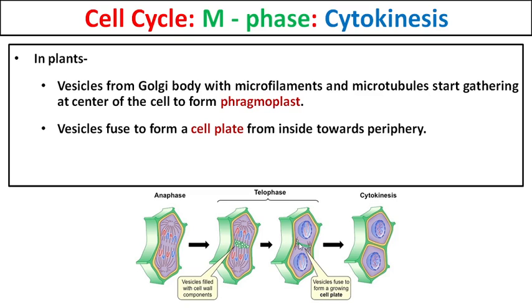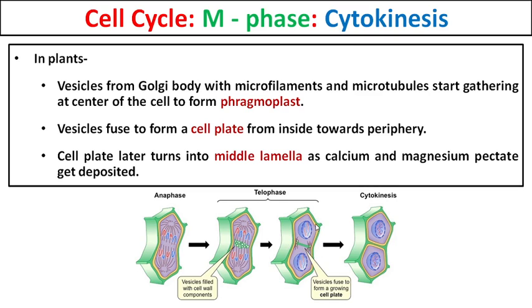So that lipid membrane will fuse with the cell membrane, and whatever its content was, which was calcium pectate and magnesium pectate, will be deposited outside the cell. Fine. It will form what is called the middle lamella. And after the middle lamella, you now have the cell membrane. This is the cell which has divided. And now if it wants, it will start synthesizing the primary cell wall. And this is how a plant cell divides.